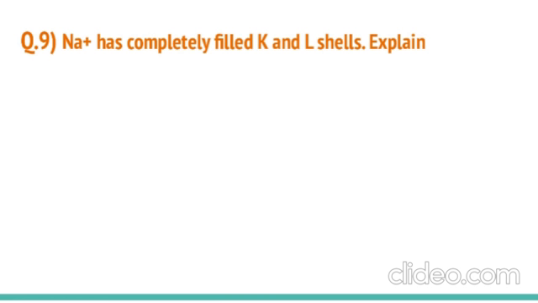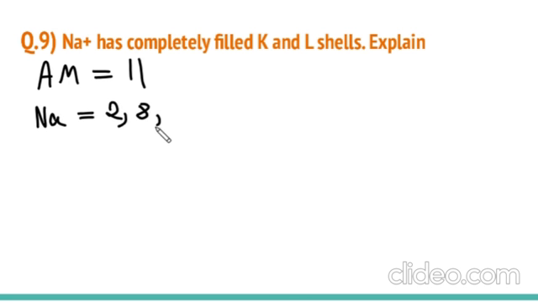Next is Na plus has completely filled K and L shells. What do we mean by this? Now, the atomic number of Na is 11, which means it has 11 electrons. Now, the electronic configuration, I'll explain that also. You will study more in higher standards how we write it. So the electronic configuration of this is 2, comma 8, comma 1.